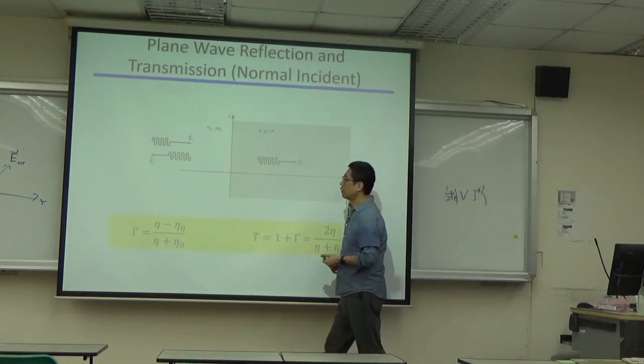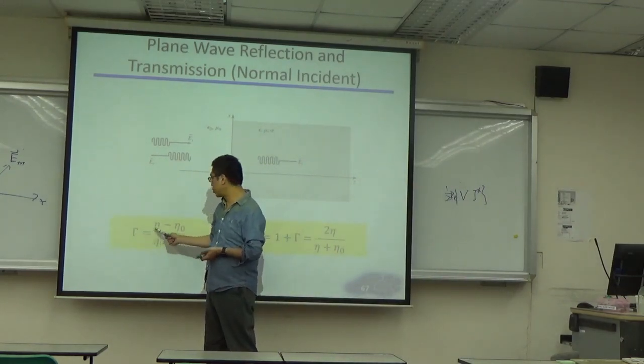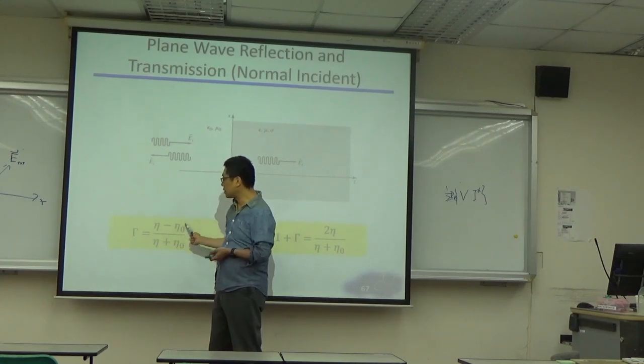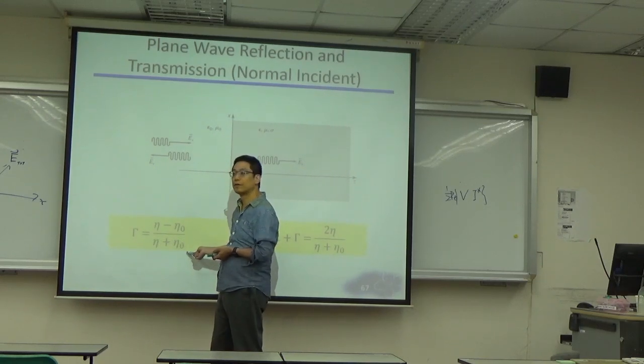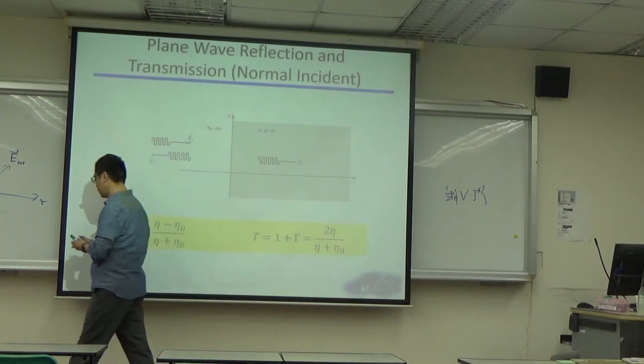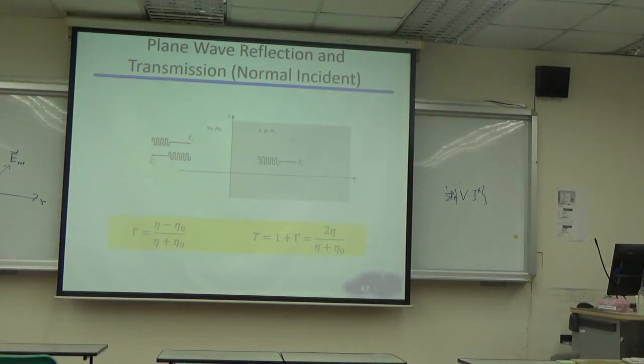your reflection coefficient equals eta minus eta 0 divided by eta plus eta 0. This is the same equation as for the circuit. Reflection coefficient equals ZL minus Z0 over ZL plus Z0. Remember this one from the class? S11. Yes. Okay.